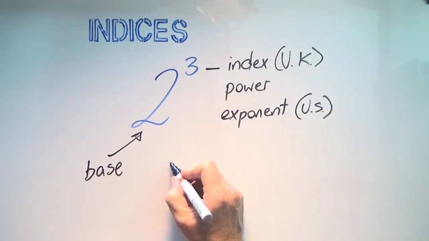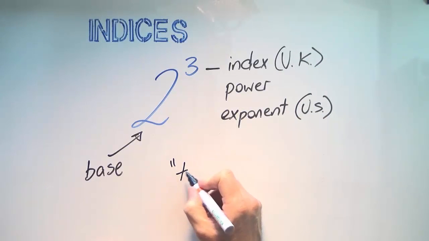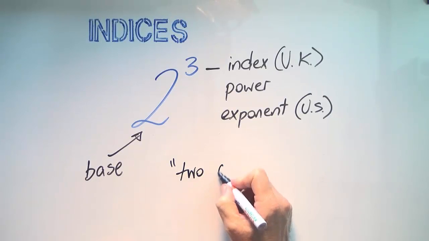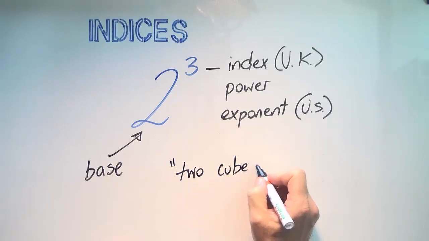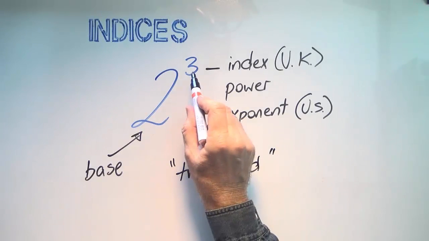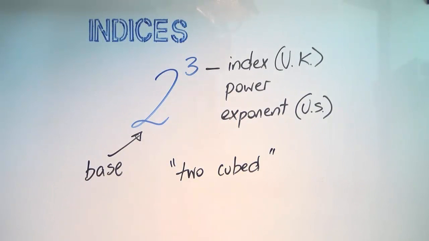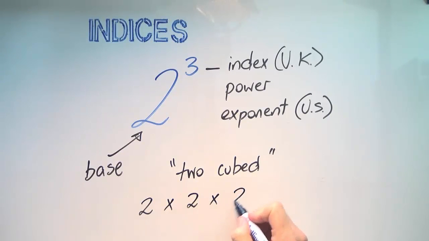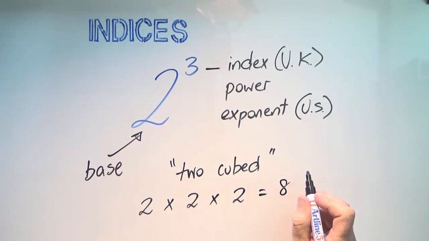Now, this would be pronounced 2 cubed. And the 3 refers to how many times the number is multiplied by itself. So in this case it's 3 times, so that's 2 by 2 by 2. When we go left to right, 2 by 2 is 4, by 2 is 8. 2 cubed is 8.